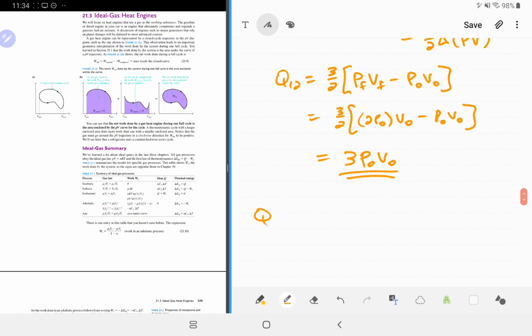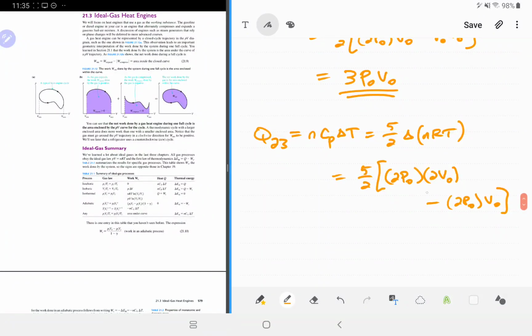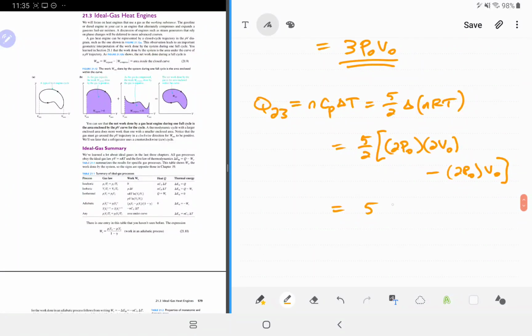Similarly, when you do Q23, this is nCP delta T because it's an isobaric process. CP will be, instead of 3/2, it'll be 5/2. This will be delta nRT, but remember, this is delta PV. So this is 5/2 times, now P final there is 2 P naught, V final is 2 V naught, minus 2 P naught V naught. Those are the initial values. So it's 4 minus 2 is 2. Looks like this is 5.